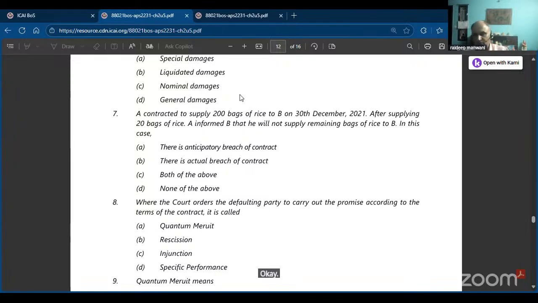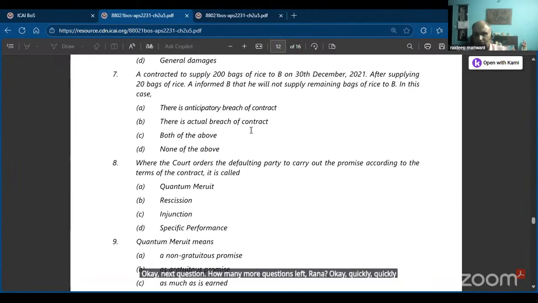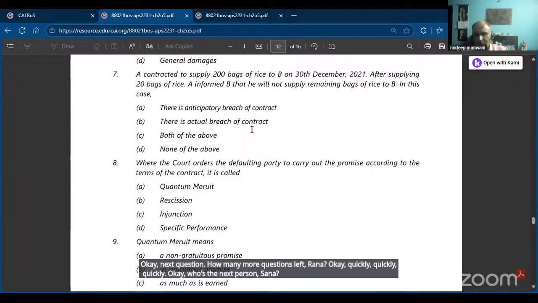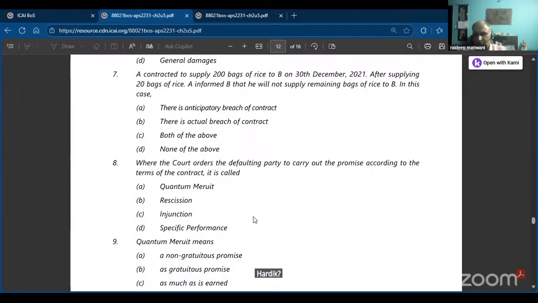Okay. Next question. How many more questions left? Sir, 3 more. Okay, quickly. Who's the next person, Sana? Hardik. Hardik? You're there? Choose somebody else quickly. Sir, Tanushri. He'll read the question. No, new Tanushri, you're there? New batch. Yes, sir. Okay, madam, she's going to read out the question.